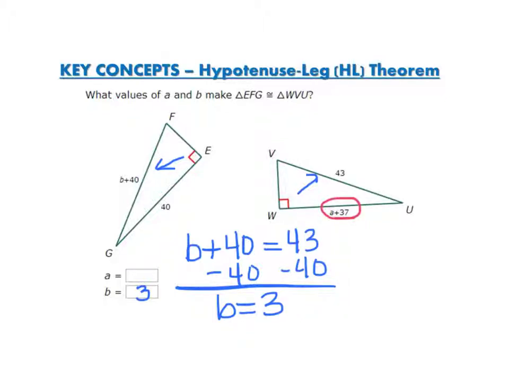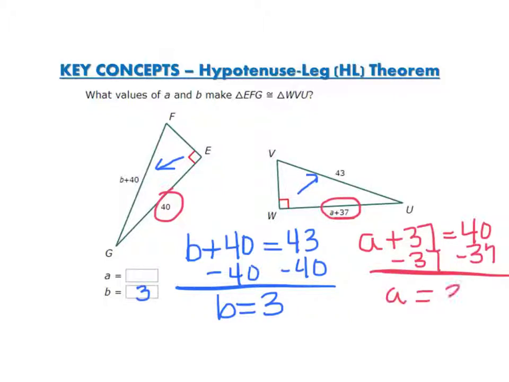This is a leg, and this is a leg, and they need to be congruent. So I have A plus 37 equals 40. I subtract 37 from both sides, and A also equals 3. And if I fill in 3 for A, 3 plus 37 is 40. And if I plug in 3 for B, 3 plus 40 is 43. So that value of 3 for each one of those makes those two triangles congruent.